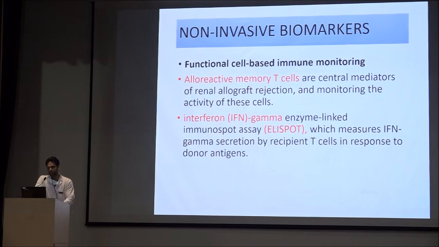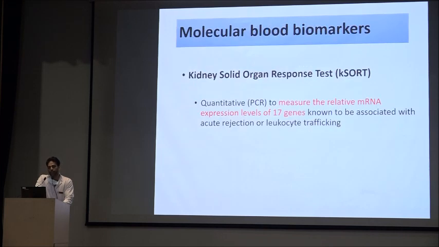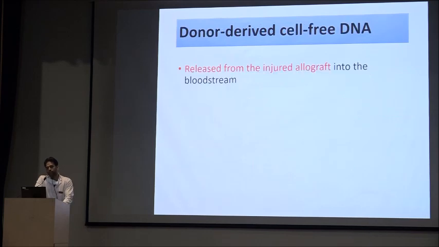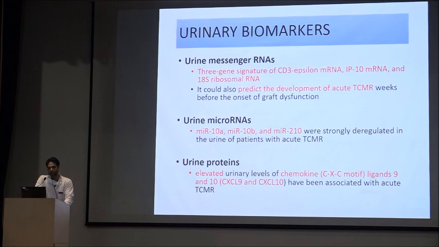There are a few non-invasive biomarkers, but our management doesn't change much. It's still heavily reliant on the biopsy. These include alloreactive memory T cells, interferon gamma, ELISpot test. There is K-sort, which is quantitative PCR expression of mRNA of 17 genes. There is donor-derived cell-free DNA, which is released from the injured allograft into the bloodstream of the recipient. There are a few urinary biomarkers: urinary messenger mRNA, microRNAs and microproteins.